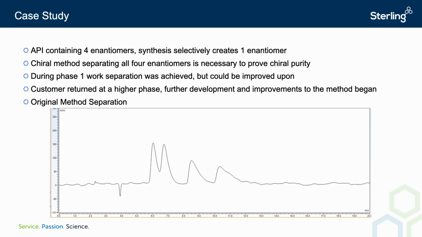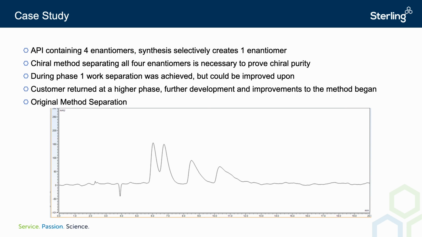As we mentioned in the previous slide, this customer's API process selectively created 1 enantiomer of the final API. To test our final product and prove that the process worked to create only that enantiomer, we need to test it by separating each enantiomer through the use of chiral chromatography. We use chiral columns that have selective stationary phases capable of separating enantiomers of the same compound.